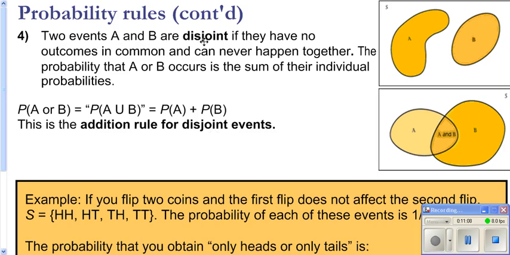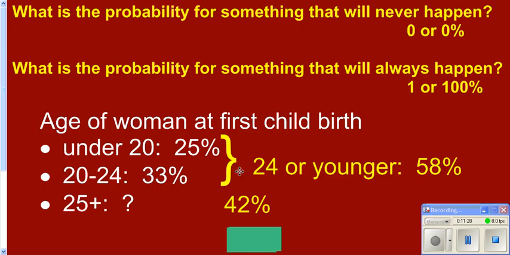Now, if two events are disjoint, meaning they have no common outcomes, to figure out the probability of one or the other occurring, all you have to do is take the probability of the first one plus the probability of the second one. And this works when they are disjoint, where there's nothing in common. And that's what we were doing here. To figure out the probability of 24 years of age or younger for your first child, we added these two groups together. These are disjoint. You're either under 20 or you're between 20 and 24. So we added these two disjoint sets together to get what we were looking for.